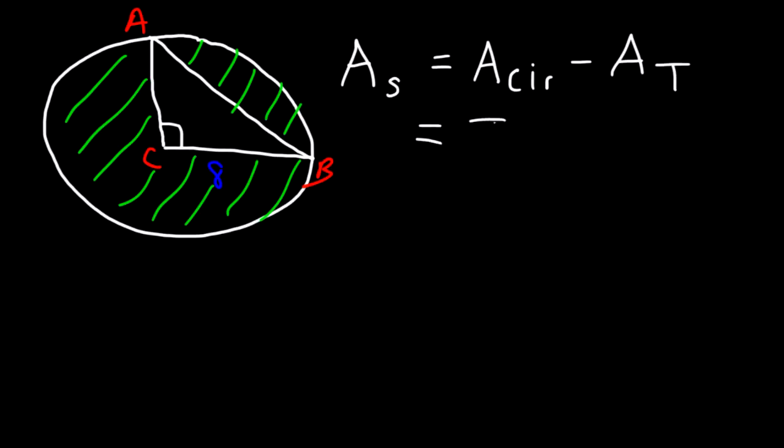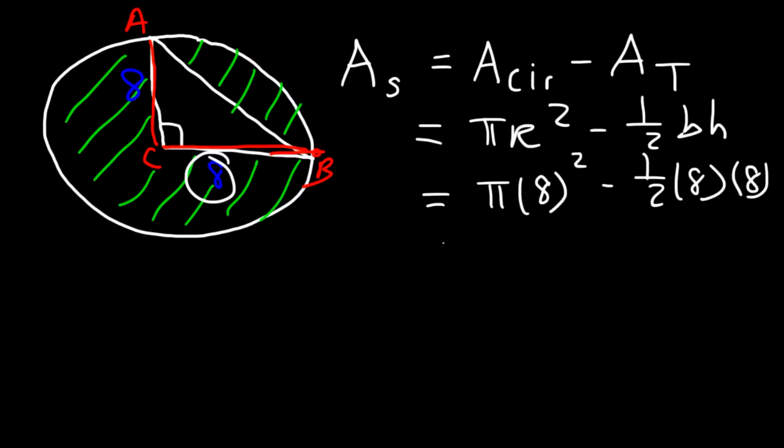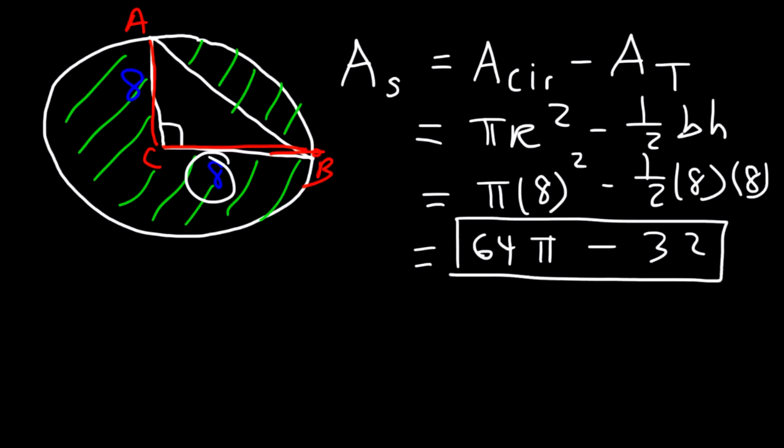So the area of the shaded region is going to be pi r squared minus 1/2 base times height. Now notice that 8 is the radius. The radius is the distance between the center of the circle and any point on the circle. So AC is also the radius of the circle, which means this section is 8. And that's the base and the height of the triangle. So the radius, which is 8, is the same as the base of the triangle and the same as the height of the triangle. So this is going to be 64 pi minus 8 times 8, which is 64, and half of 64 is 32. So the area of the shaded region is 64 pi minus 32.